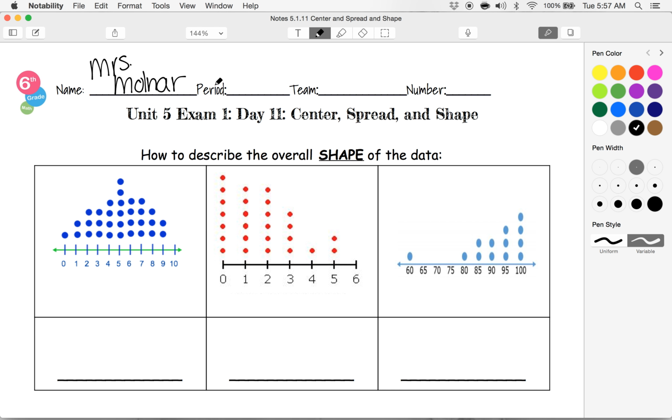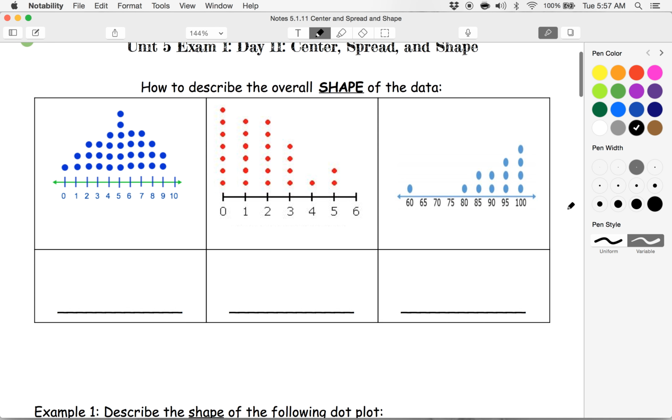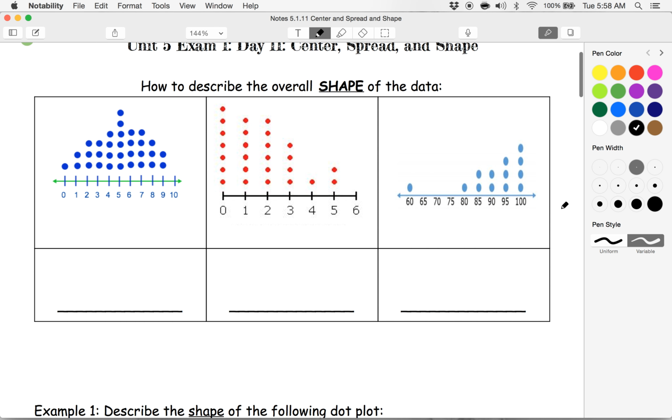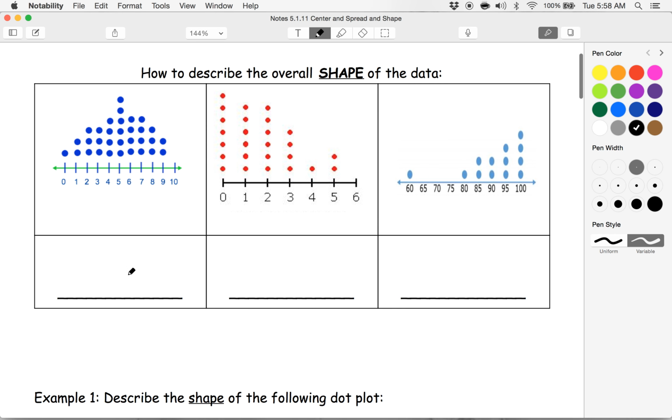So our goal today is to be able to talk about the center, spread, and shape of all this different data. So we're going to start just by reviewing the shapes that we could see. In this situation, everything kind of looks about the same. It looks like a pretty even mountain. So we call this symmetric.